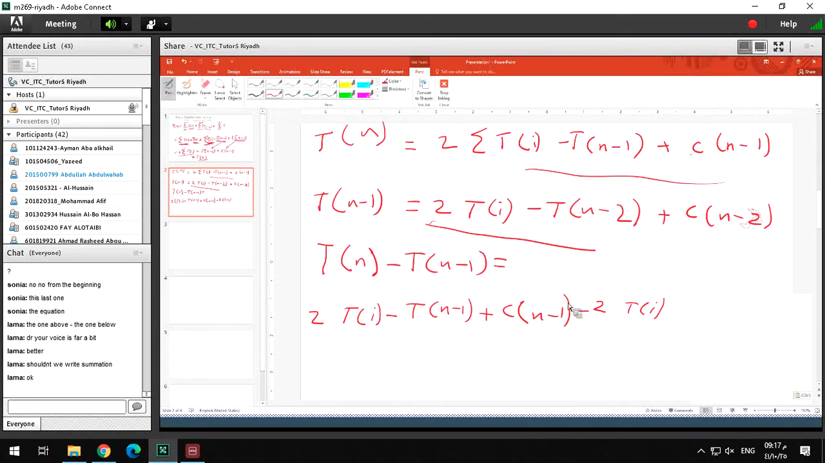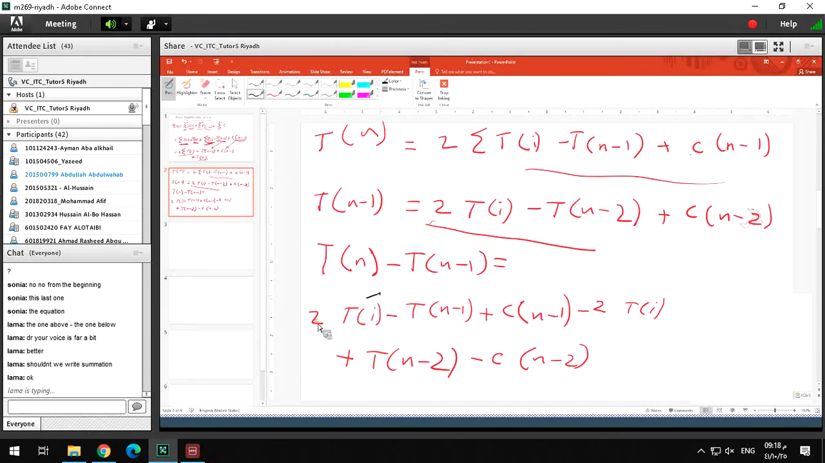Here, no need for the arrows. So 2Ti plus Tn minus 2 plus Cn minus 2. So we have here, let me change the color so it's clearer for you.